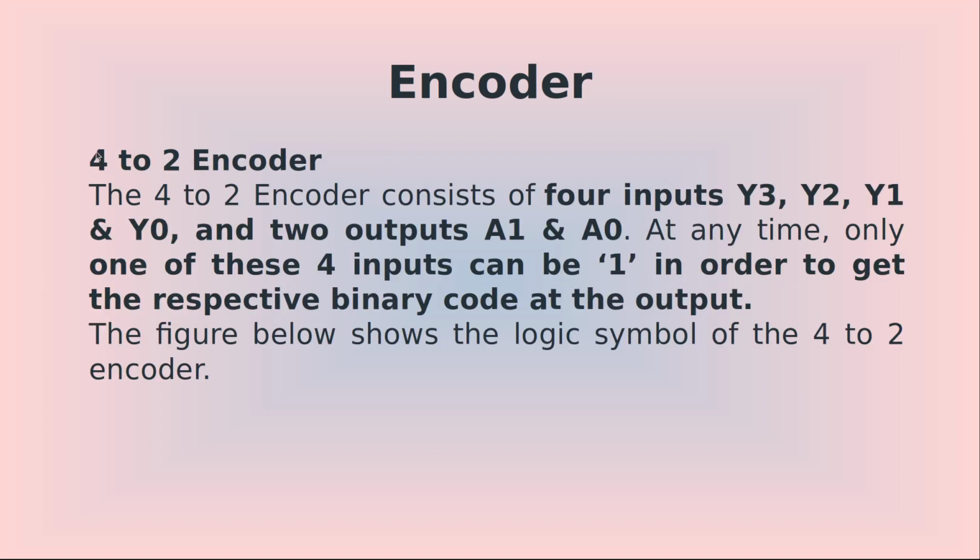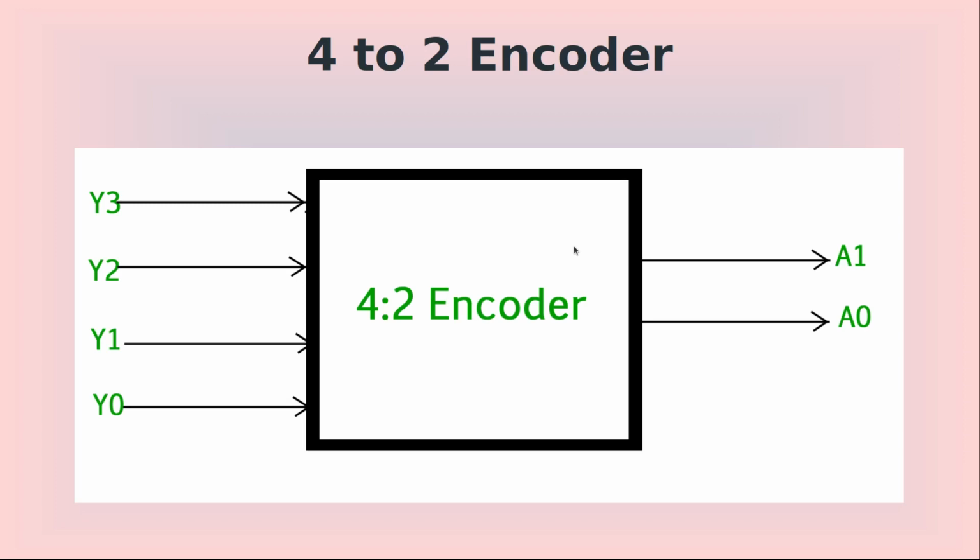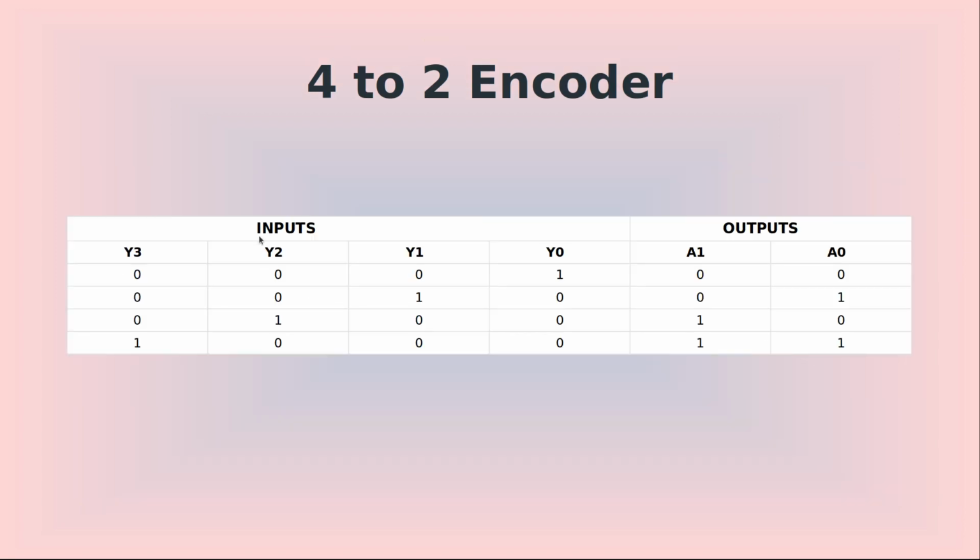There are 4 inputs and 2 outputs in the 4 to 2 encoder. Here y3, y2, y1 and y0 are the 4 inputs, and a1 and a0 are the 2 outputs. This is the structure: y3, y2, y1, y0 are the inputs, and a1 and a0 are the 2 outputs.